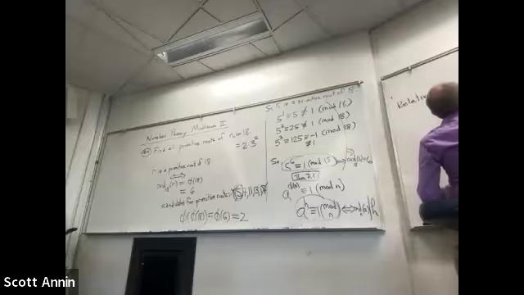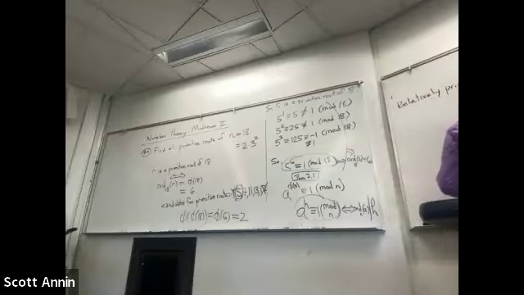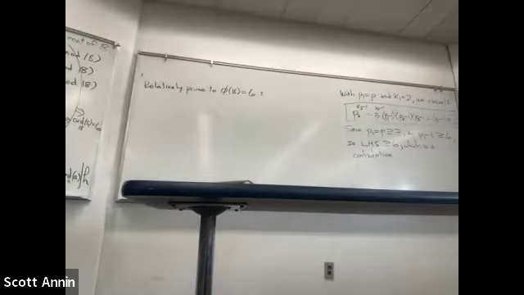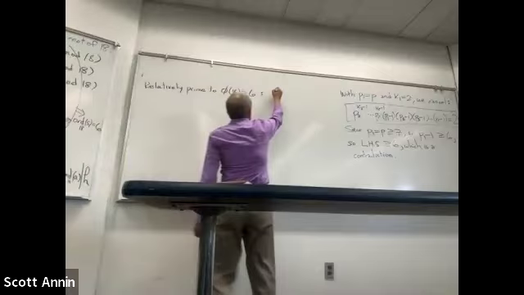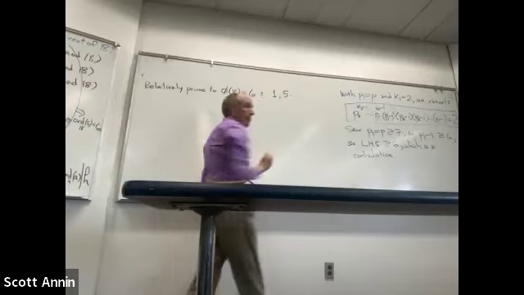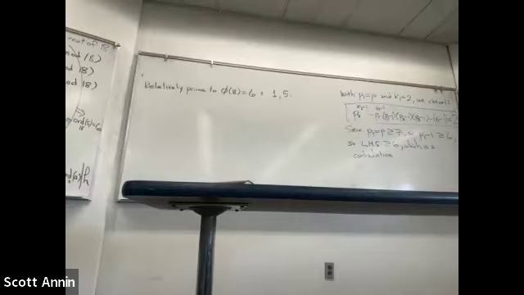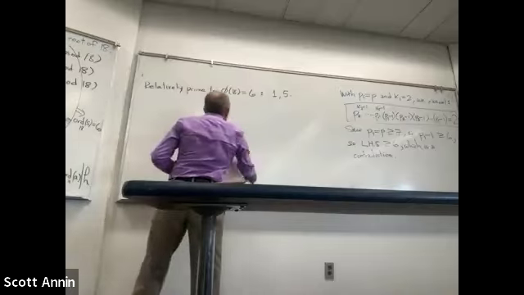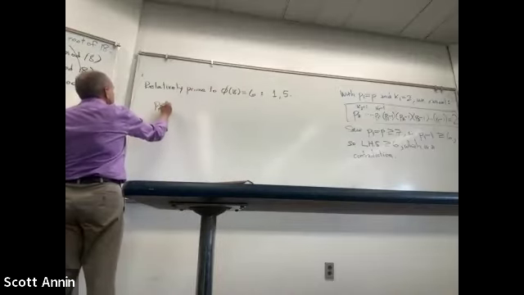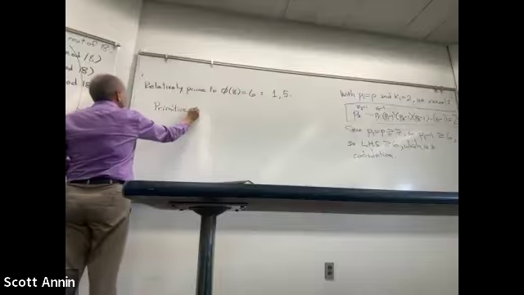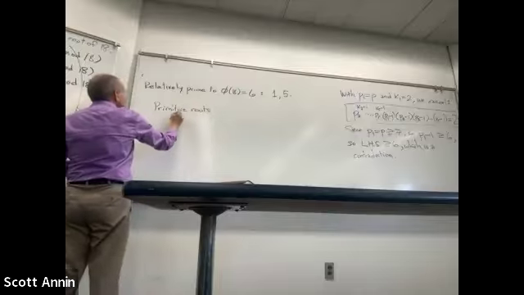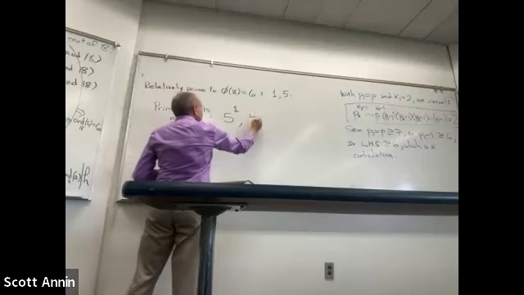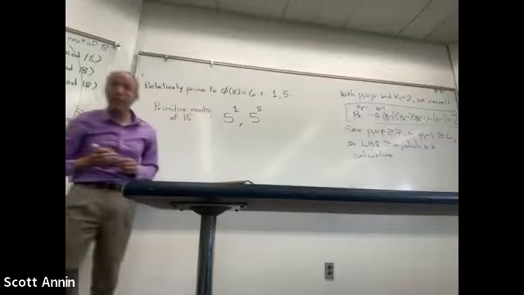to phi of 18, which is 6, what numbers would be relatively prime to 6? Well, that would be 1 and 5, right? Those are the 2 numbers that are relatively prime to 6. And so my primitive roots of 18 would be 5 to the 1st power and 5 to the 5th power.